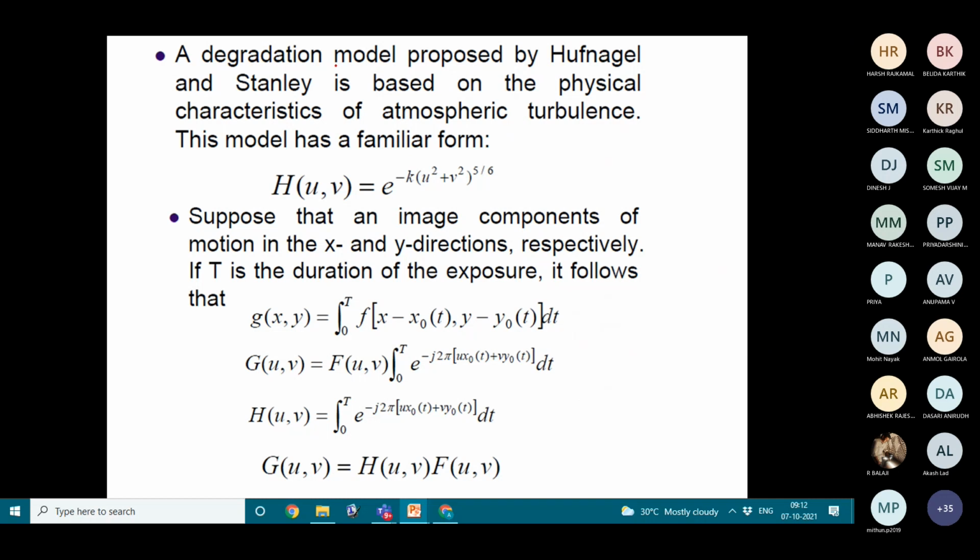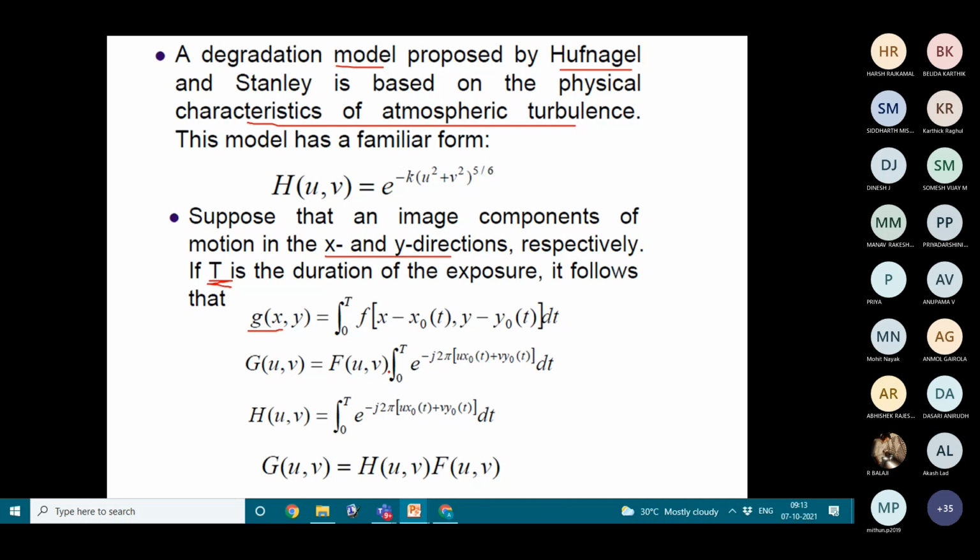So the degradation model, which is proposed by Hufnagel and Stanley, is based on the physical characteristics of atmospheric turbulence. The model is H of u comma v equals e power minus k (u square plus v square) power 5/6. If the image has components of motion in x and y directions, and if T is the duration of the exposure, then g can be taken as the integral 0 to T of f of x minus x naught of t comma y minus y naught of t dt.